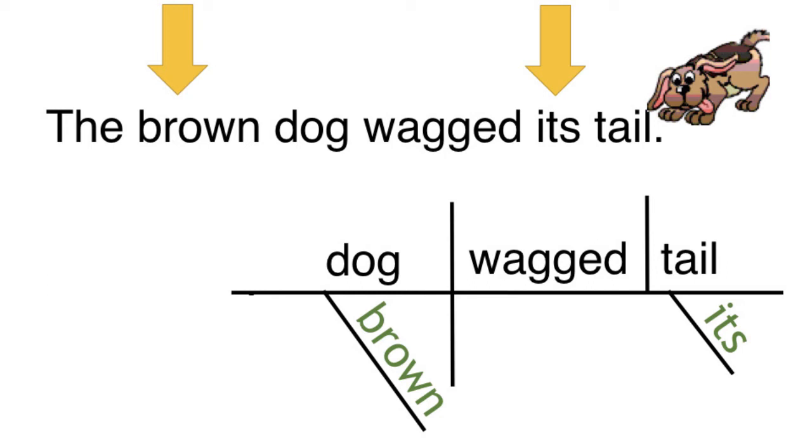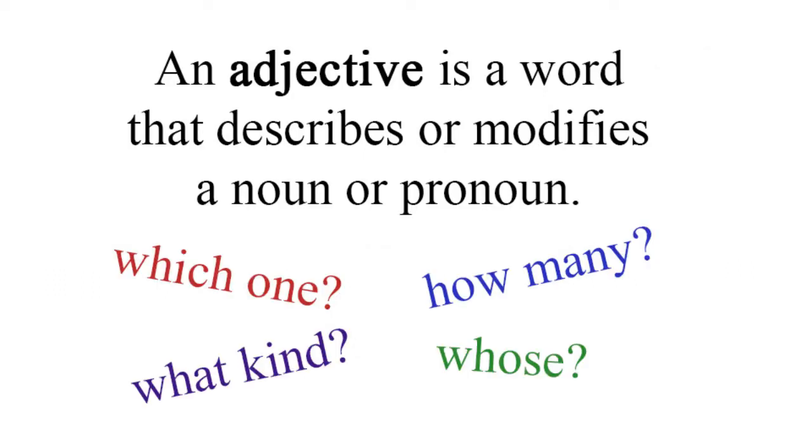So looking at this diagram, you see that all the adjectives go under the word it describes on a diagonal line. Let's read the screen again. What is an adjective? An adjective is a word that describes or modifies a noun or pronoun. It tells which one, how many, what kind, or whose.